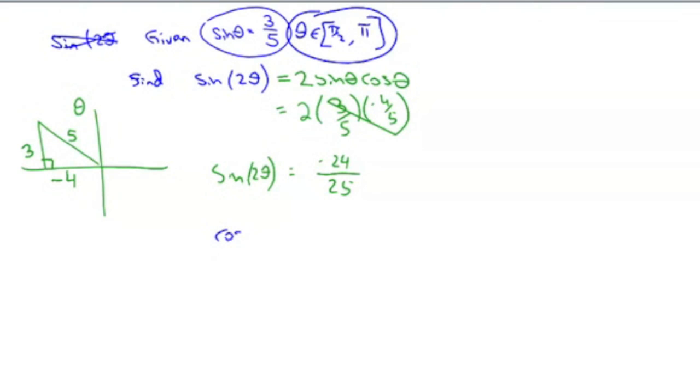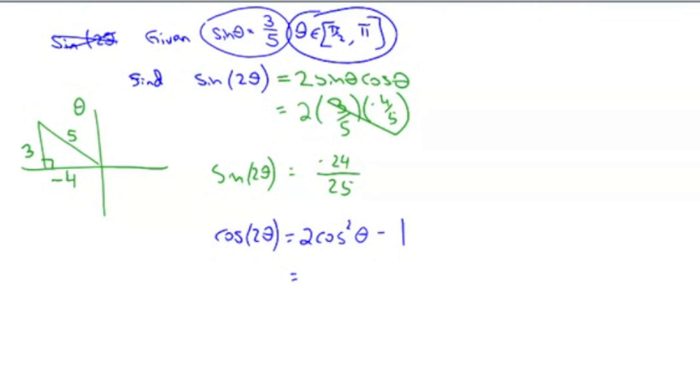Now, the problem with cosine of a double angle is that you get a choice. It really doesn't matter which one you use here, you'll get the exact same answer. So which one seems the easiest out of those three that we had? 2 cosine squared theta minus 1. That's my favorite.